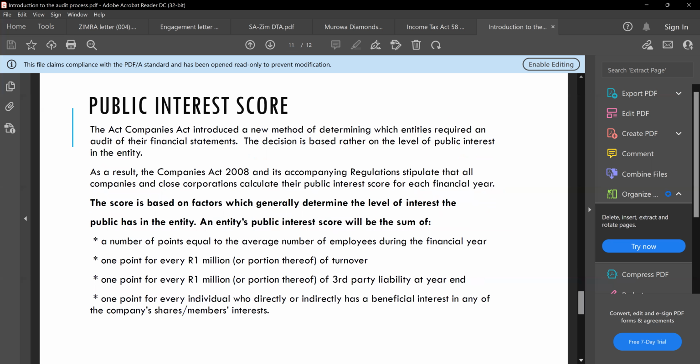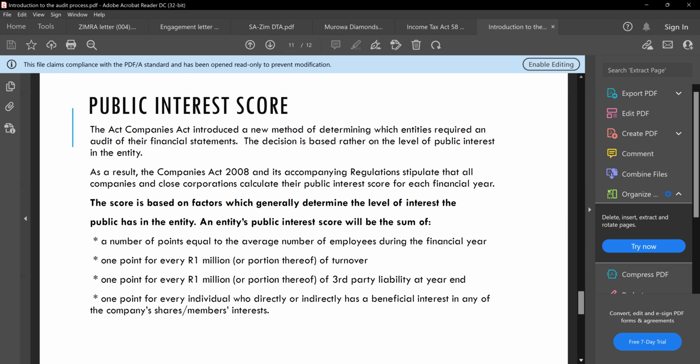The Companies Act introduced a new method of determining which entities require an audit of their financial statements. The decision is based rather on the level of public interest, like already mentioned, right? The decision as to which entity must be audited will depend on the level of public interest. As a result, the Companies Act and its accompanying regulations stipulate that all companies and closed corporations calculate their public interest score for each financial year. The score is based on factors which generally determine the level of interest the public has in the entity.